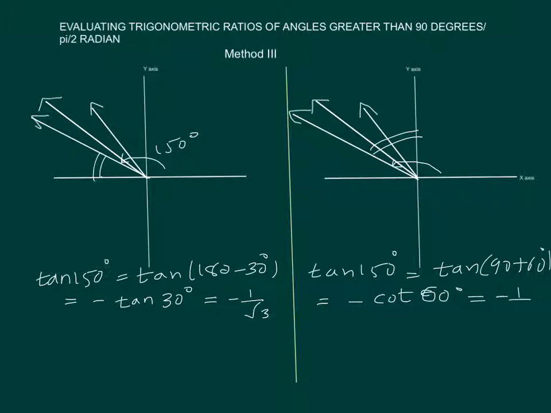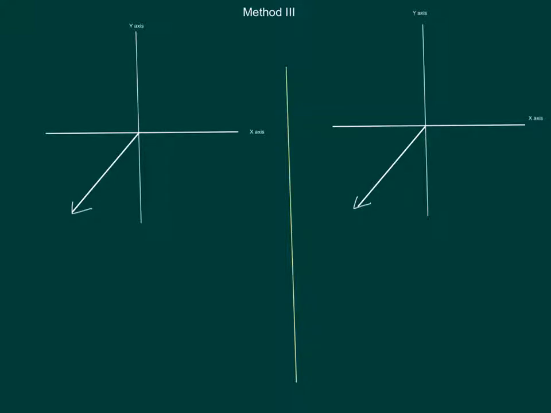Again, our answer is 1 by root 3. Now let us look at some angle in the third quadrant. Say this is 210 degrees and we have to find sine of 210 degrees. We will try to write it in the form sine of 180 plus theta. So it can be written as sine of 180 plus 30 degrees.